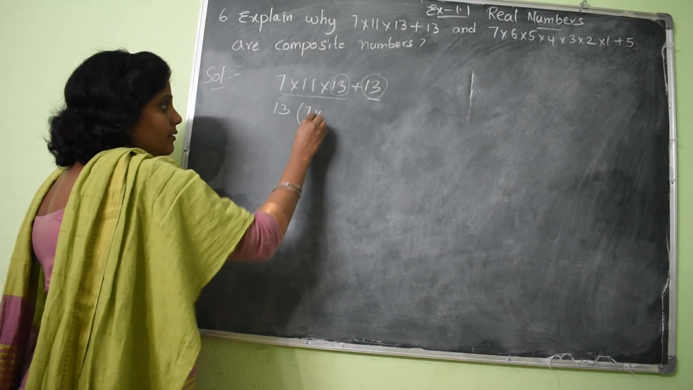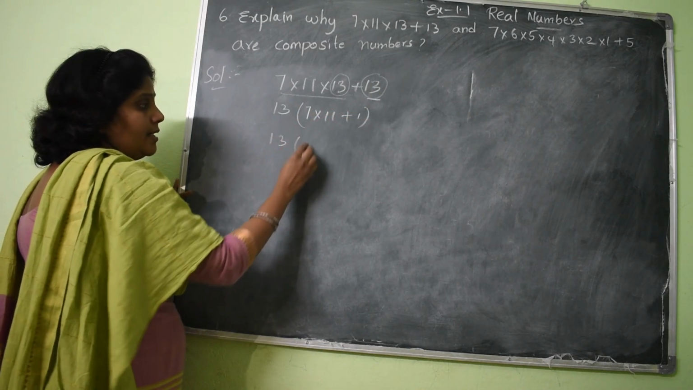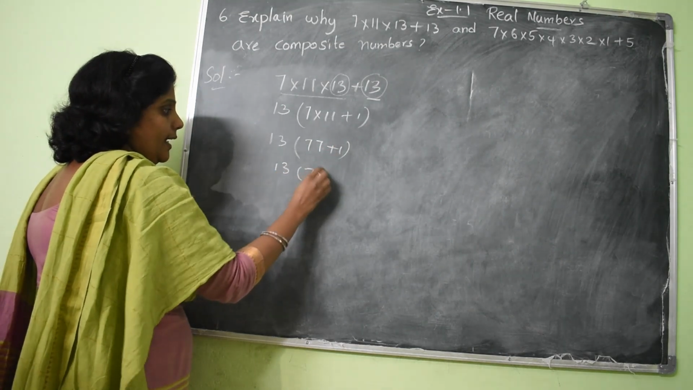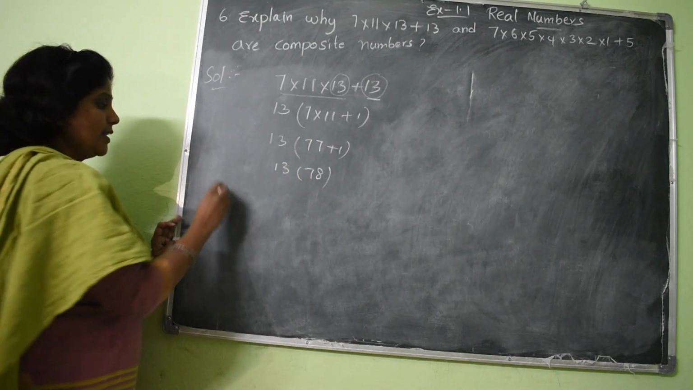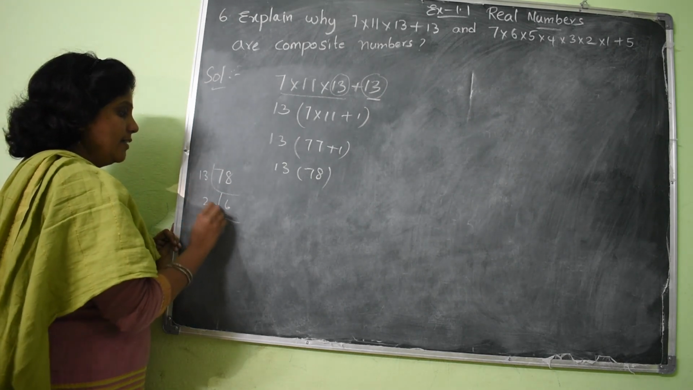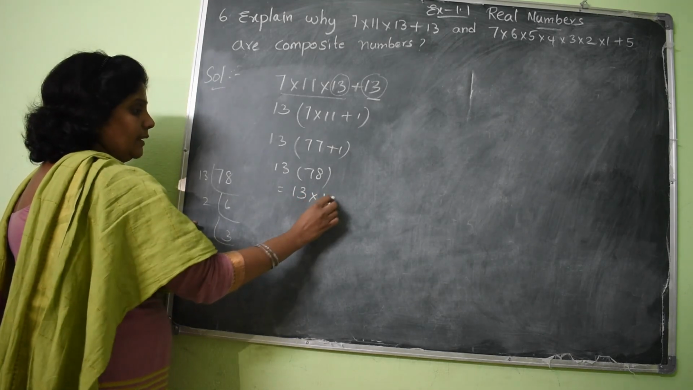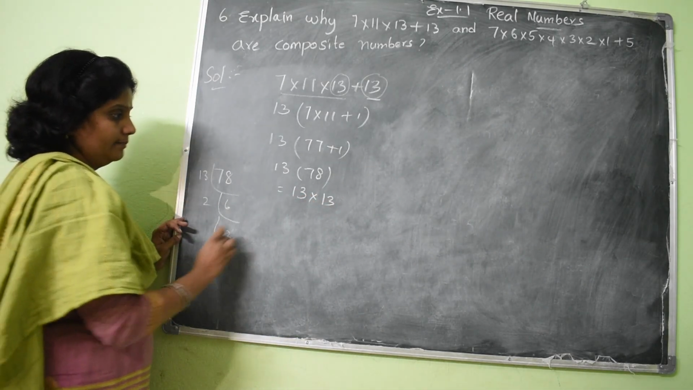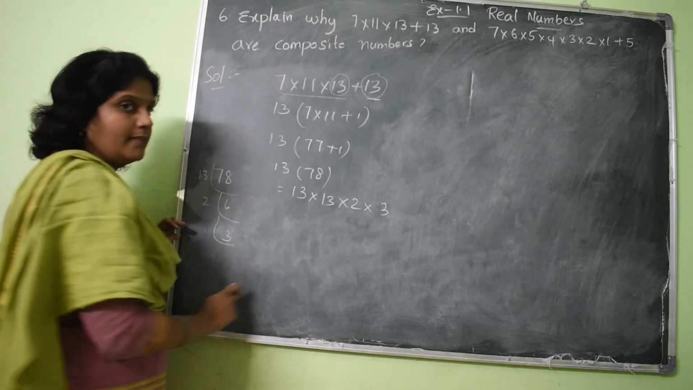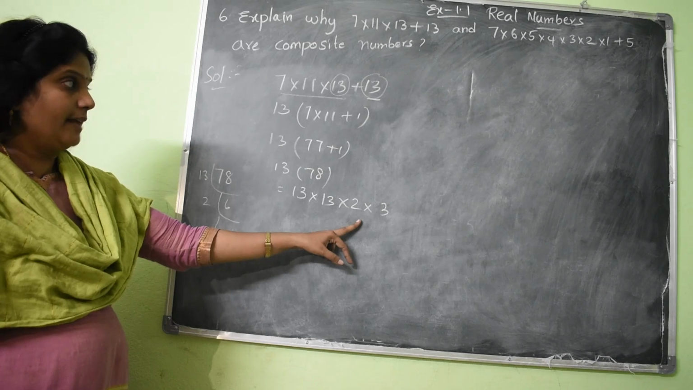Take 13 outside. What is left here? 7 × 11 + 1. 7 × 11 is 77. 77 + 1 is 78. What are the prime factors of 78? 13 sixes are 78, and 2 threes are 6. So this can be written as 13 × 2 × 3. Are these all prime numbers? Yes, these are prime factors and it is a product of prime factors.